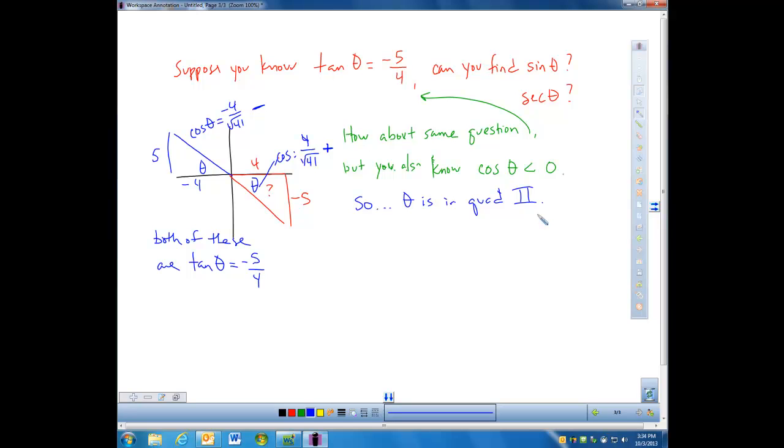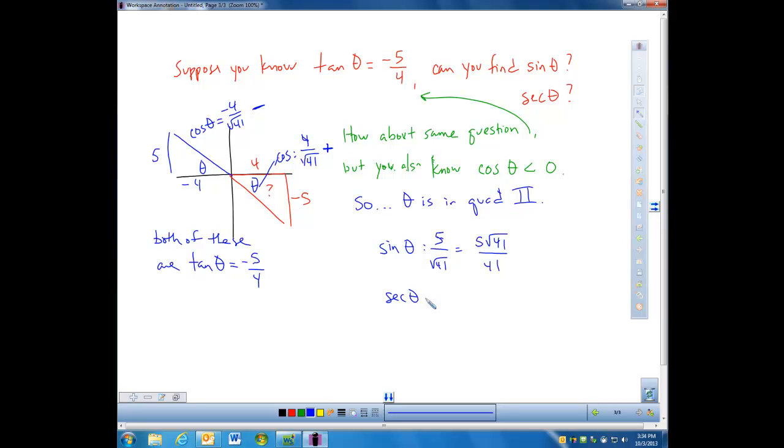So for sine, remember, is just opposite over the hypotenuse. So the sine of theta is 5 over the square root of 41. And again, I need to rationalize that denominator. So when I multiply the top and the bottom by the square root of 41, my answer is going to end up being 5 radical 41 over 41.